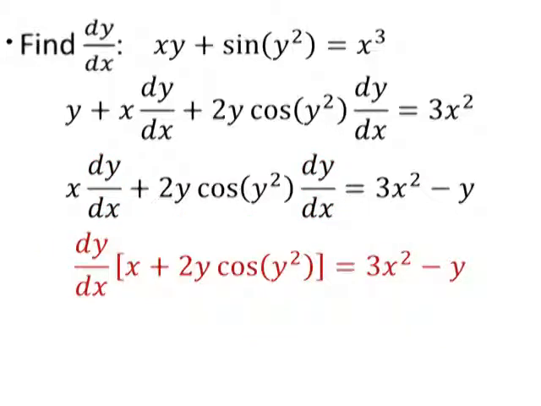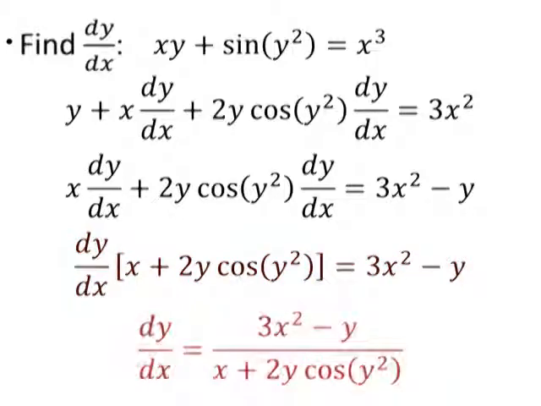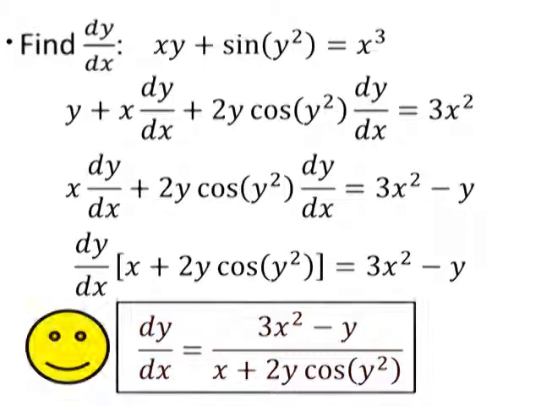First, I factor the dy dx's from both terms, and then I'm going to divide by the part of the product on the left side that is not dy dx. Doing so, I get that dy dx is equal to 3x squared minus y over x plus 2y cosine y squared, and this is my final answer.